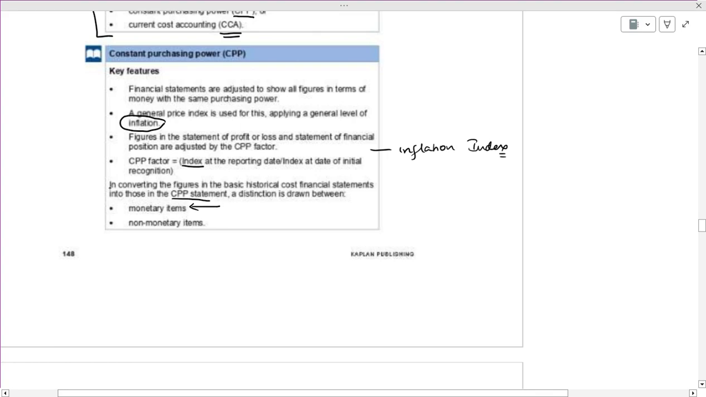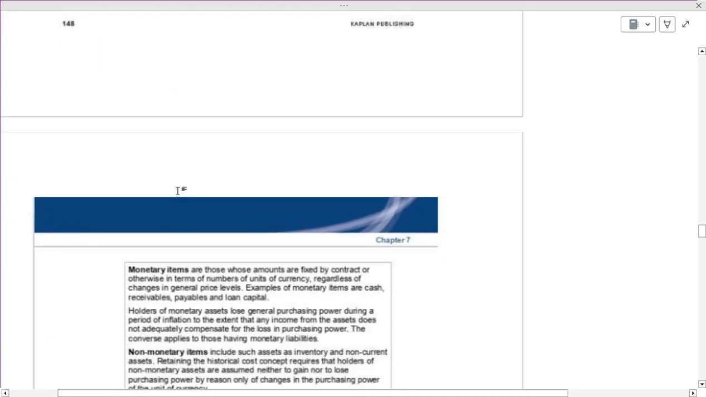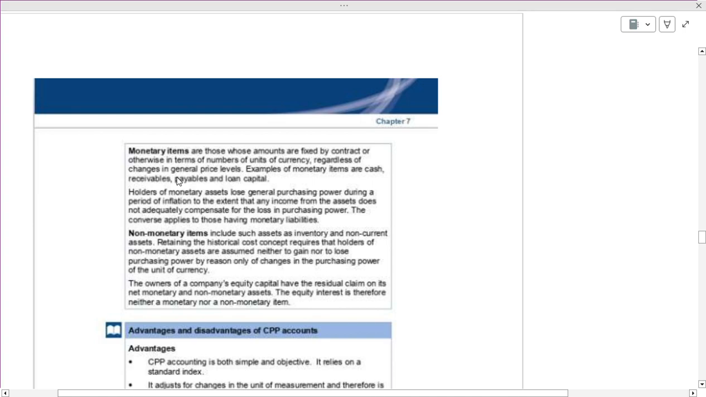items and the non-monetary items. In the examination, in the questions, they will say which are monetary items and which are non-monetary items. What are monetary items? Monetary items are cash, receivables, payables, and loan capital only. There is no plus, there is no minus. Cash, receivables, payables, and loan capital.